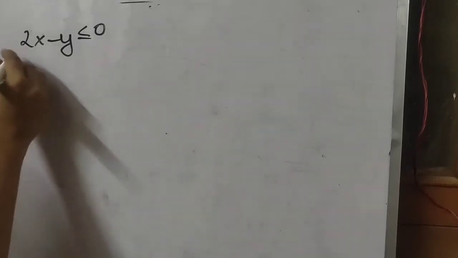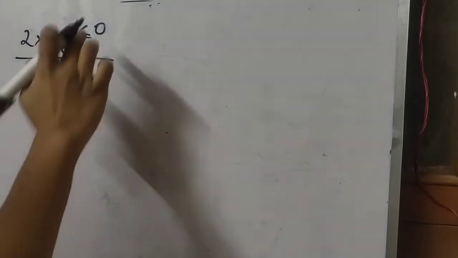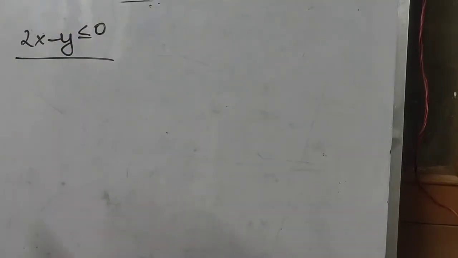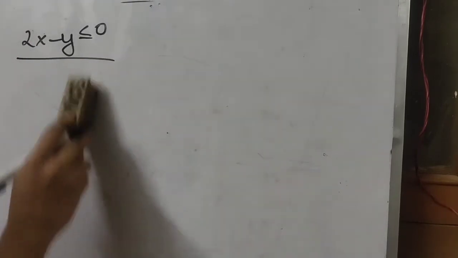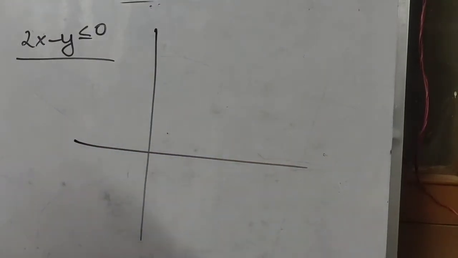Okay, so now I'll go with another example where we have a line passing through 0, 0. For example, I have an equation like this where 2x minus y is less than or equal to 0. I am taking equal to 0 also. Why? Because I'll tell you how we draw this when we have the equal to sign. In the example I showed you just now, I had a less than sign over there, but now I will have equal to also in the equation.